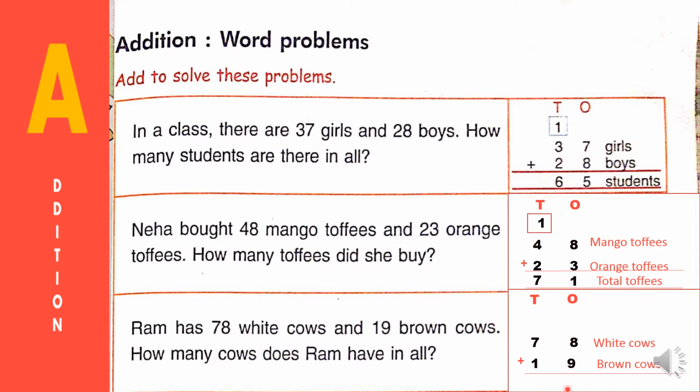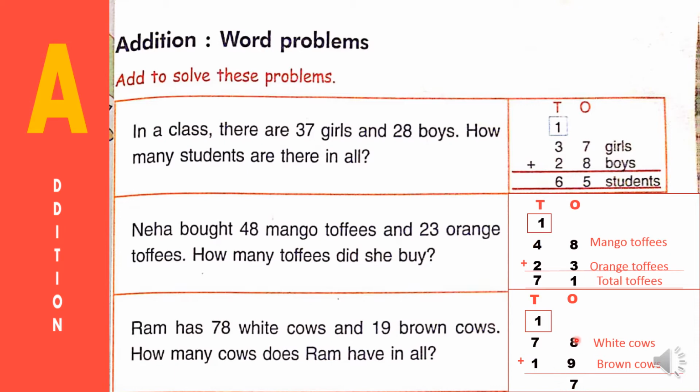Do I write 17 here? No, I can't write that. In 17, how many tens are there? How many ones are there? In 17, 1 ten is there, 7 ones are there. So I'm writing 7 in the ones column. 1 is in the tens column. Did you understand, children? 8 plus 9 is 17, but I can't write 17 here. In 17, 1 ten is there, 7 ones are there. More than 9 we can't write in the ones column.